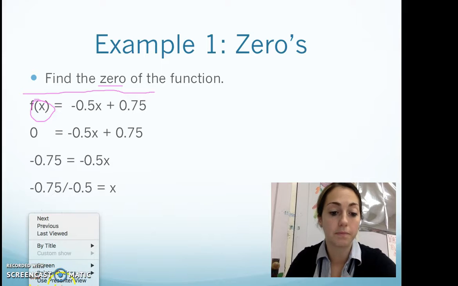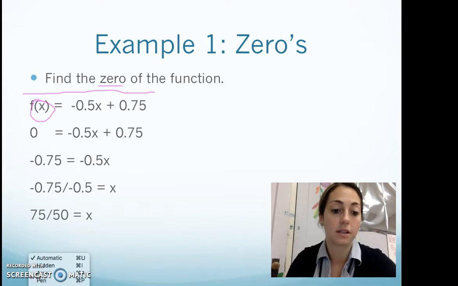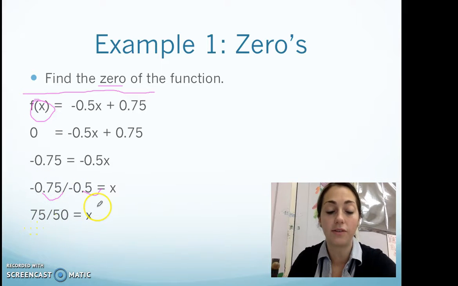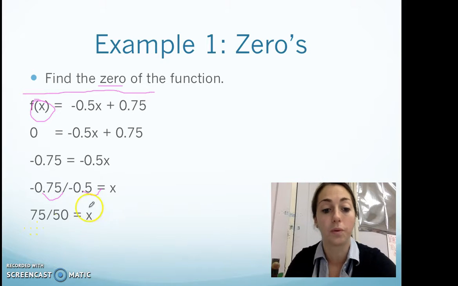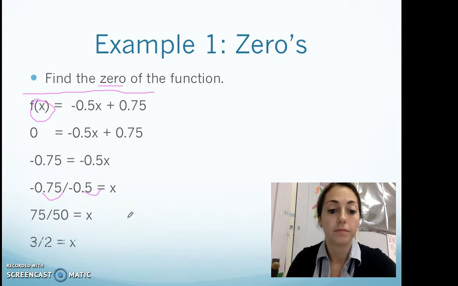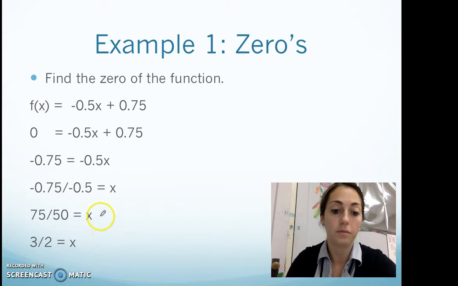So in other words, you are splitting up 75 cents divided by 50 cents. 75 cents divided by 50 cents is not going to give you a whole amount. So it's 3/2 or 1.5.